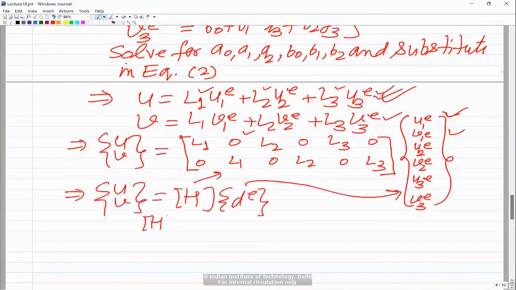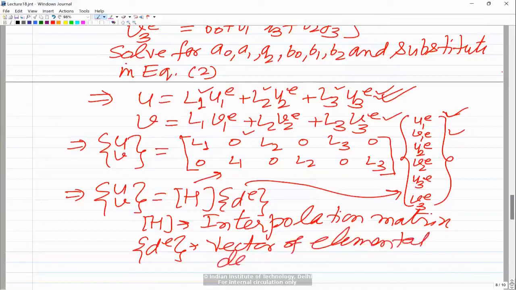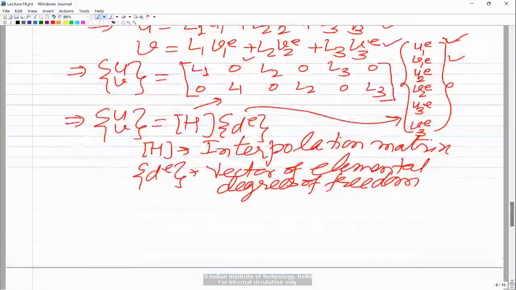So this is the H matrix and this is the d vector. We have already discussed this, so we are using the same notation. This is the interpolation matrix and d is the vector of elemental degrees of freedom. Why do we call these degrees of freedom? Because if we know these values, we will know the configuration of the element. These are the minimum parameters we need to know the configuration of the element, and that is why these are referred to as the vector of elemental degrees of freedom.